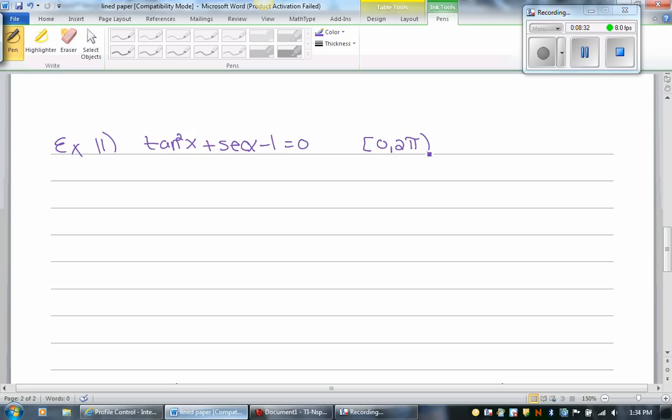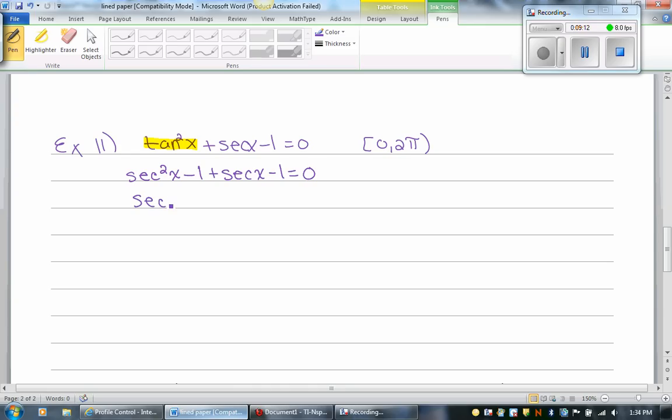Okay, tangent squared x plus secant x minus 1. So if you notice again, we've got an equation in two different trig functions, and I would prefer to have it in one if I could. So we look to see if there is an identity that can be used, and if we look at tangent squared x, we actually have an identity that's written in terms of secant that we can substitute in. Tangent squared x is equal to secant squared x minus 1. So I can use that in substitution so that I can get everything written in terms of secant.